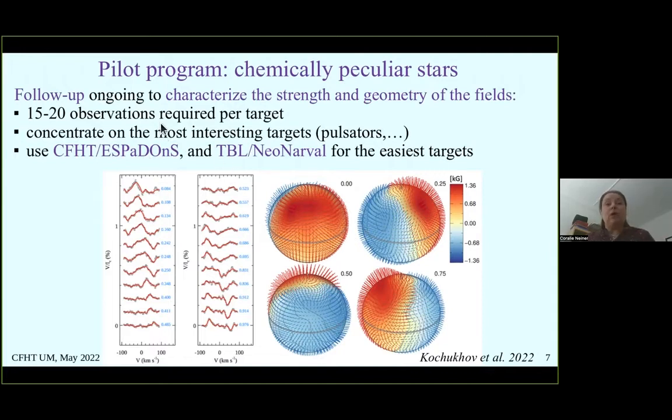And so this follow-up has just started this semester, so I don't have any full time series to show you yet, but I'm showing you another star we studied recently to show you what we want to do once we have a full time series. We look at how the Stokes V profile changes with time, and from this, with Zeeman Doppler imaging, we can recreate the map of the surface of the star, so the magnetic field at the surface, but also, for example, the chemical maps.